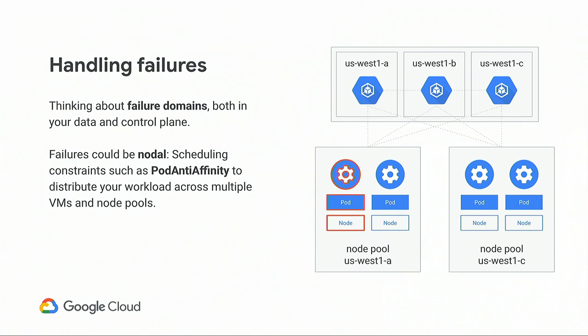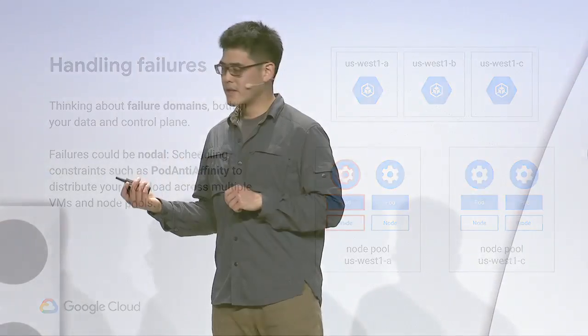And if you have a correlated failure where all of the pods of your application are scheduled on the same VM, then you may have an outage. One way to avoid this is to use scheduling constraints, such as pod anti-affinity, to distribute your pods across the nodes in your cluster.